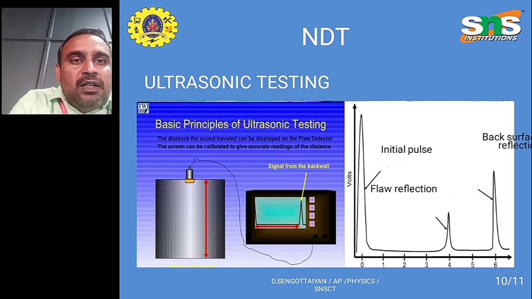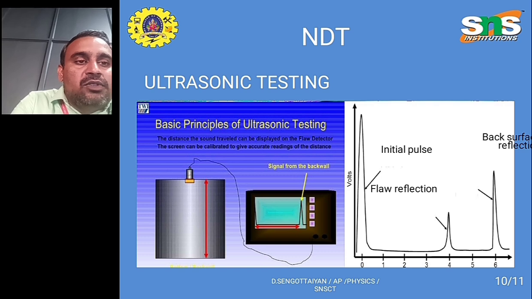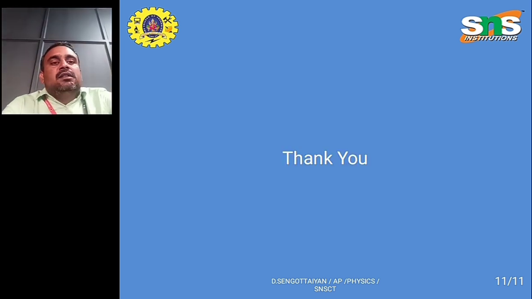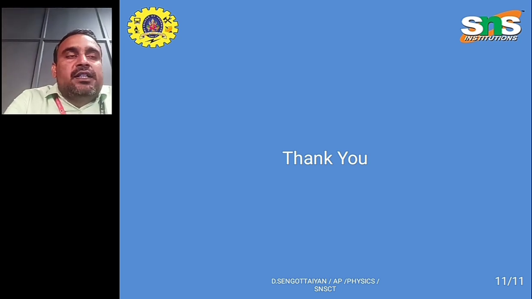The basic principle of ultrasonic testing: this graph shows the flaw detection, the initial pulse and back pulse, that is the transmitter pulse and receiver pulse. In case any defect or change is produced, in addition to the transmitter pulse and receiver pulse, an extra flaw reflection, that is the defect pulse, is also received. So these are the important types of ultrasonic testing methods.